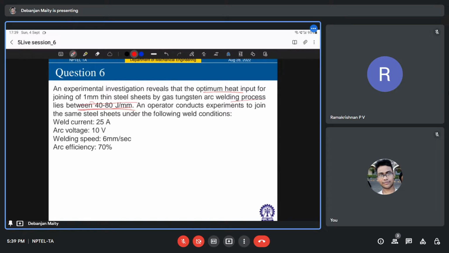So for gas tungsten arc welding process, this value is given, which is the optimum heat input for joining of this thin steel sheet of 1 mm thick, and now an operator conducts experiments to join the same steel sheet under following weld conditions. So the conditions are given here.